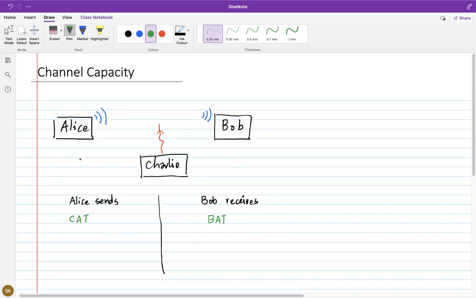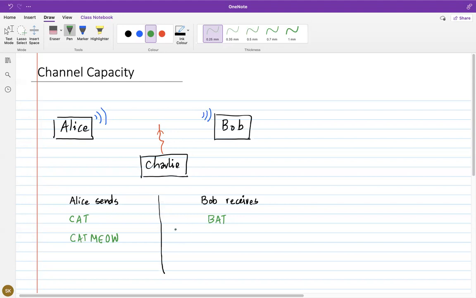Then what has to be done by Alice so as to bypass this noise created by Charlie? Alice comes up with a scheme. This time, instead of simply sending the message cat, it sends cat and then adds a new piece of information, which is meow. So this time it sends cat meow, instead of cat.